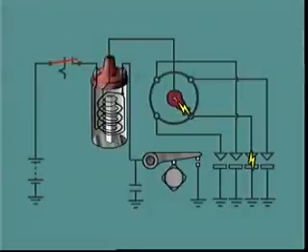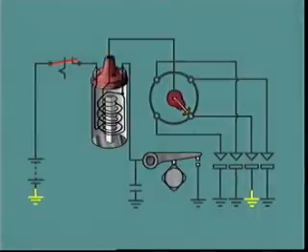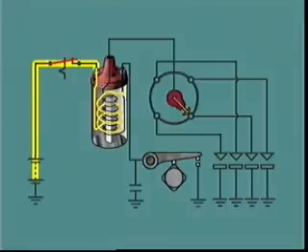A spark then bridges the gap between the rotor and the distributor cap segment, and also the gap between the spark plug electrodes. The secondary circuit is from its connecting point at the primary winding to the spark plug and across its electrodes to ground. From there, it is completed through the battery and primary circuit back to its connecting point.